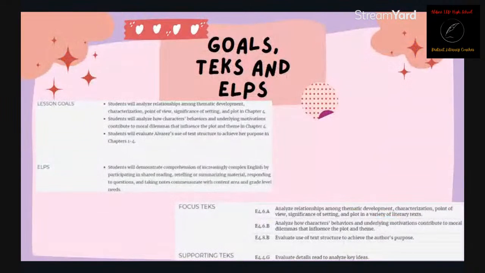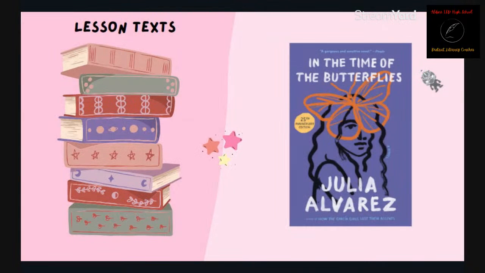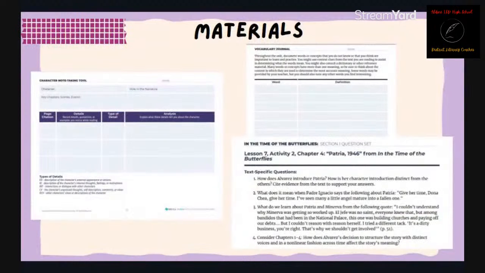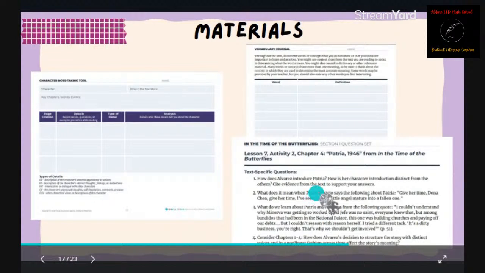In this lesson, students will analyze relationships among thematic development, characterization, point of view, significance of setting, and plot in Chapter 4. They'll also analyze how characters' behaviors and underlying motivations contribute to moral dilemmas that influence the plot and theme in Chapter 4, as well as evaluate Alvarez's use of text structure to achieve her purpose in Chapters 1 through 4. Again, still reading In the Time of the Butterflies. Just a few tools: they'll need the character note-taking tool, vocabulary journal, and the Section 1 question set.